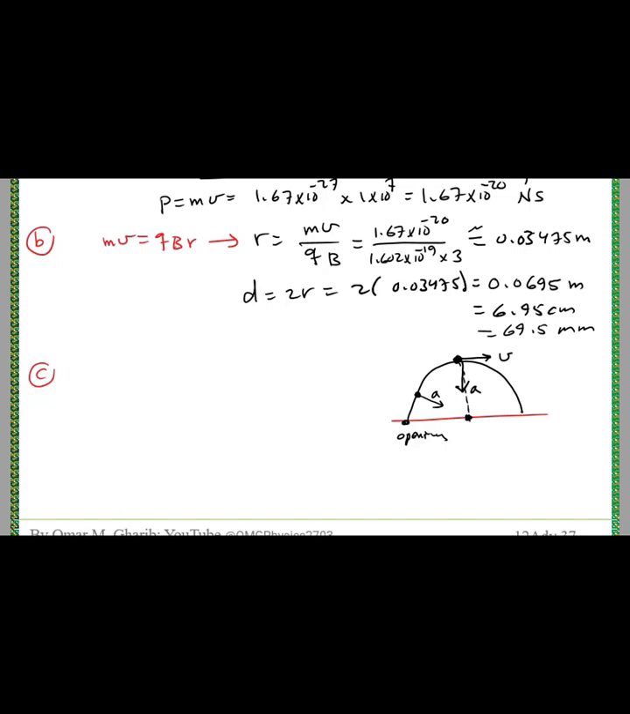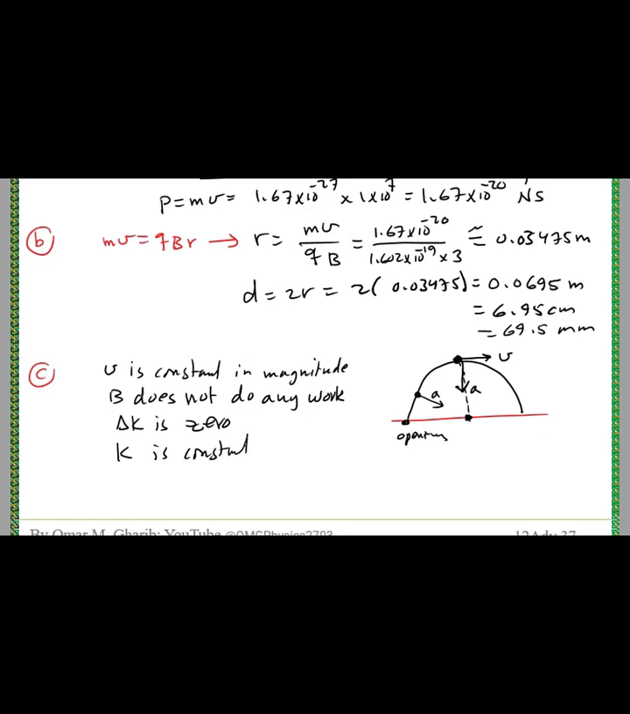Now, v is constant in magnitude, because the magnetic field does not do any work. So delta K is 0. So K is constant. Then the speed is constant. So v will remain 1 times 10 to the 7 meters per second.